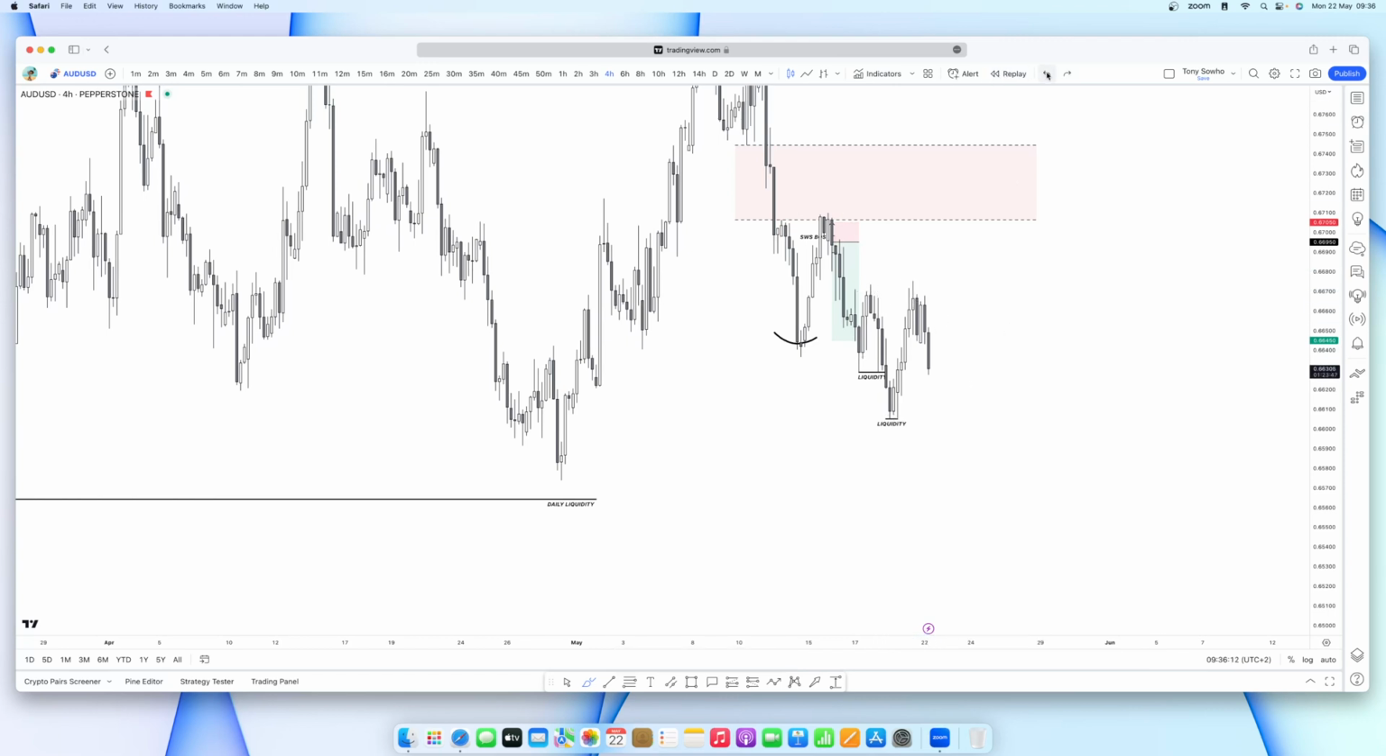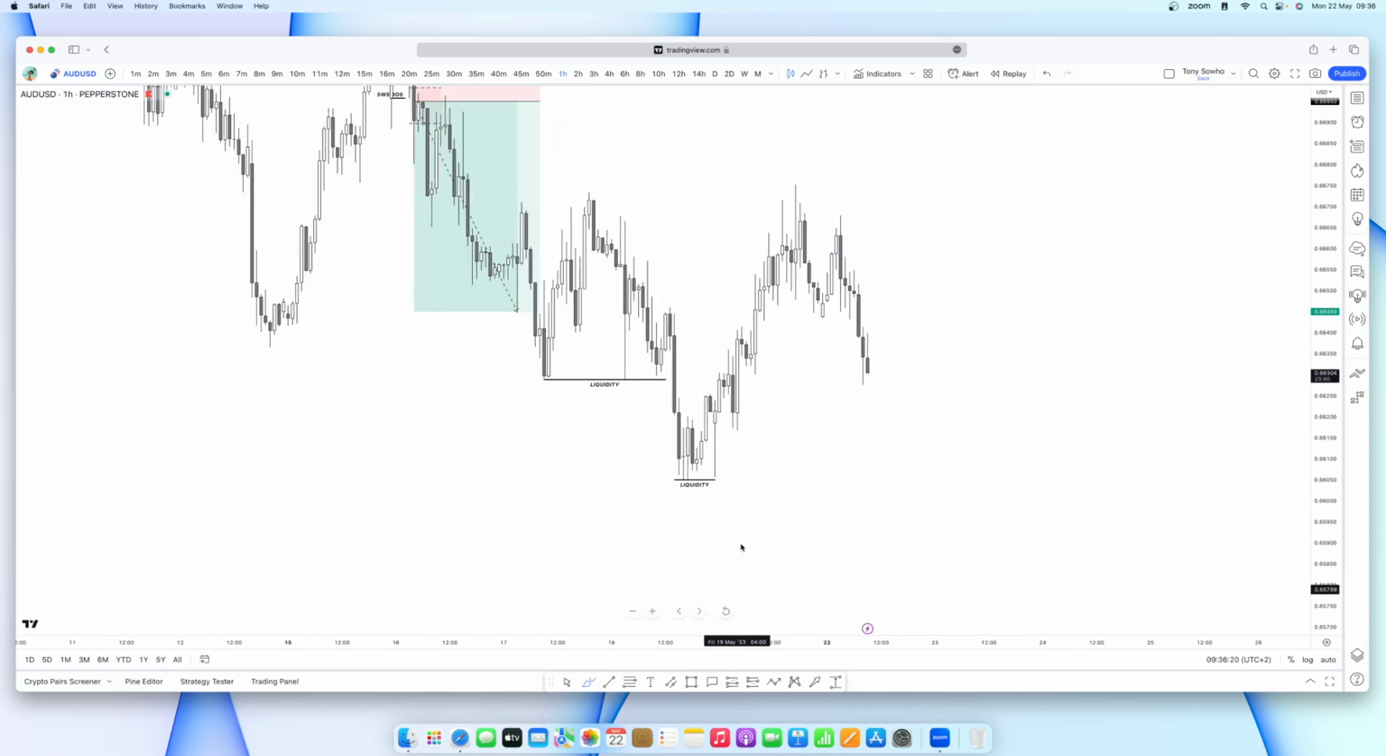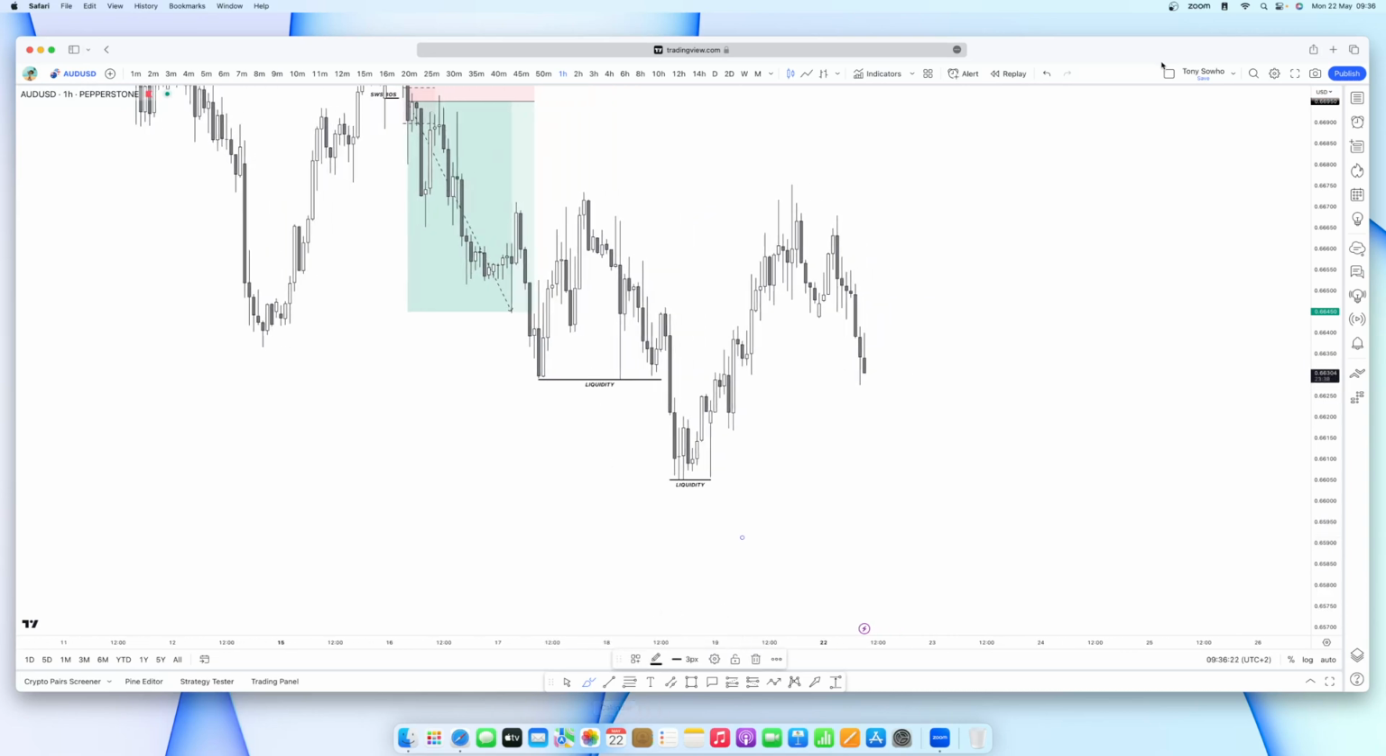So let's scale down time frames. Let's go down to the 1 hour and see what we have. So on the 1 hour, okay, this liquidity has been captured. This liquidity here has been captured. We have this one intact. This liquidity here is intact.